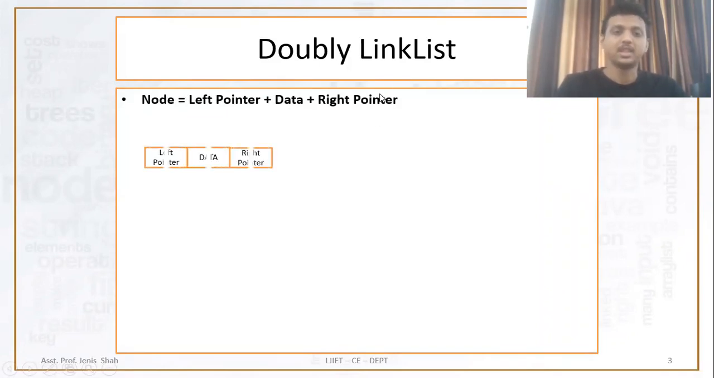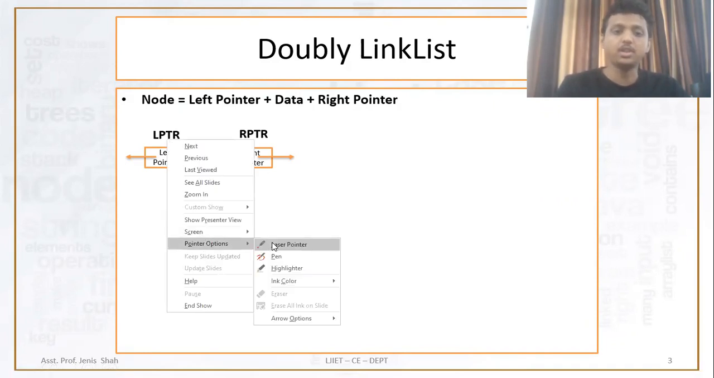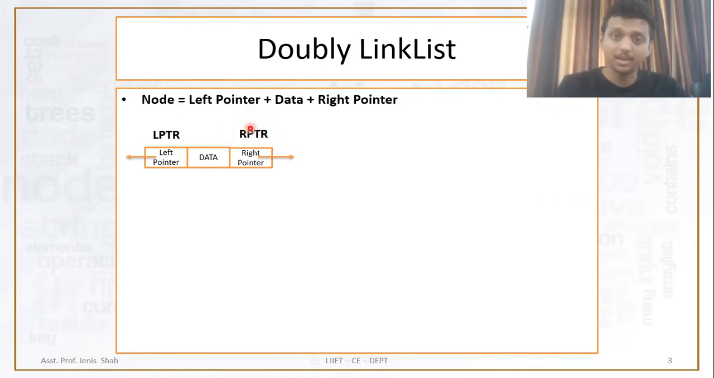So let's check it out. The first is the node. In a doubly linked list, a node has three different things: one is the left pointer, then data, and then the right pointer. See, this is data, this is the left pointer, this is the right pointer. The whole terminology is known as a node. Students, the left pointer is known as LPTR, and the right pointer is known as RPTR.